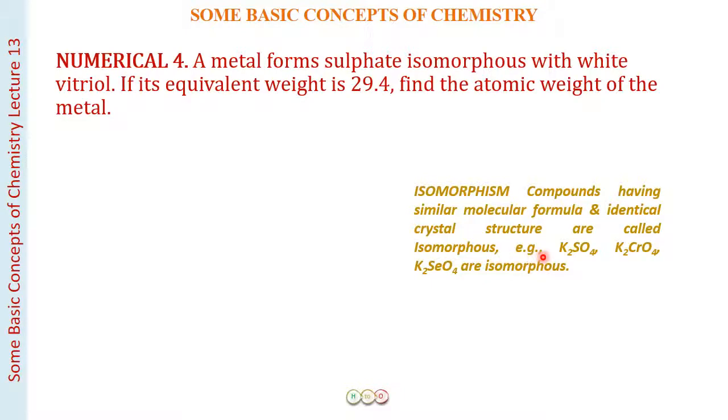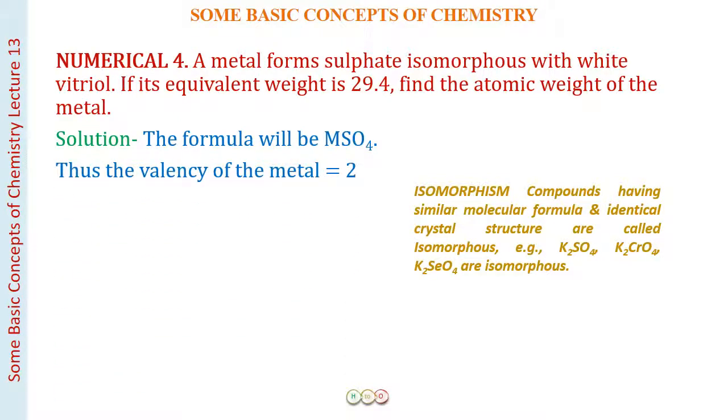For example, if you see the compounds H₂SO4, H₂CrO4, H₂SeO4, these have a similar molecular formula, hence they are isomorphous. Now in our question we have a metal sulphate which is isomorphous with white vitriol. White vitriol is zinc sulphate. So the metal is also going to form a sulphate just like zinc sulphate. So the valency of the metal here would be +2, right? MSO4, just like ZnSO4. So the formula is MSO4, the valency of the metal is 2.